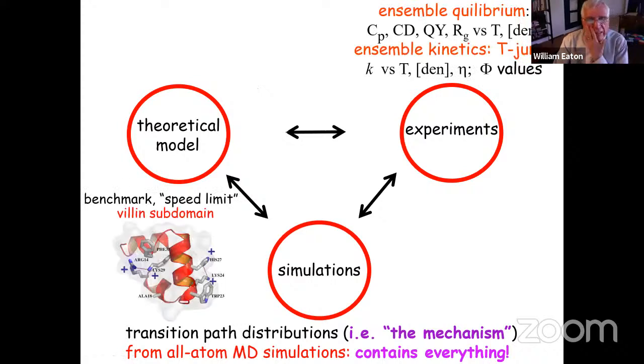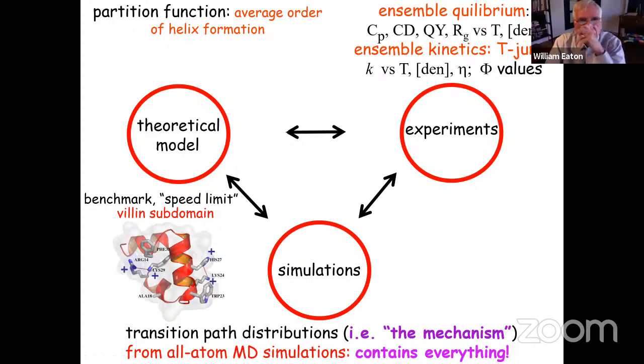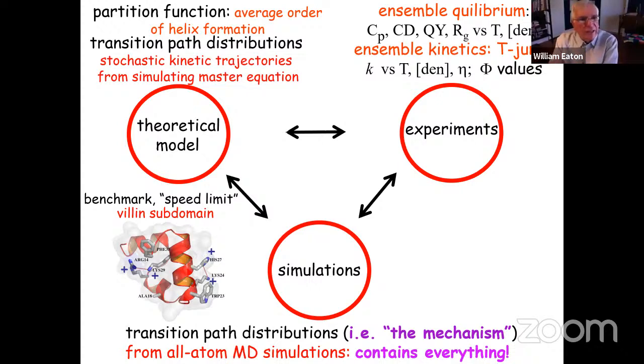Our villin subdomain is a really good example for such an analysis, because we have an enormous number of different measurements that were made in my lab, other than the heat capacity data: circular dichroism, fluorescence, radius of gyration. Phil Anfinrud has been measuring small angle X-ray scattering versus temperature, denatured, ensemble kinetics by T-jump, triplet quenching. We have rates versus denaturant, temperature, viscosity. We even measured a few phi values. And our model gives us an average order of helix formation by landscape analysis, and also from stochastic kinetics, we get a distribution of transition paths.